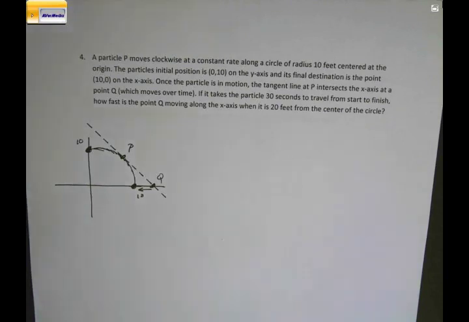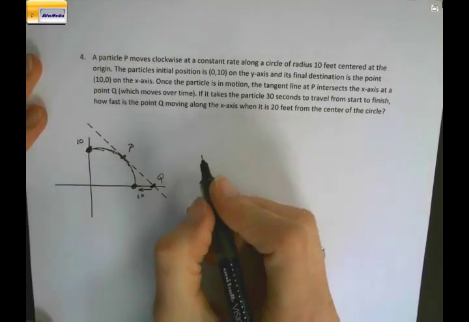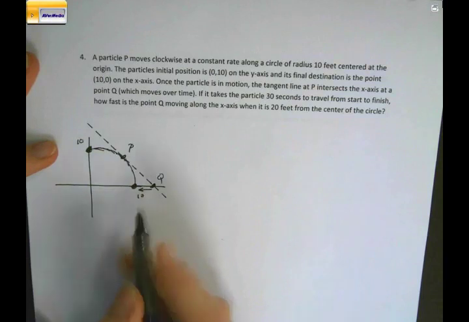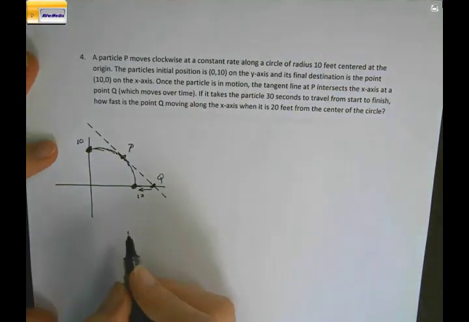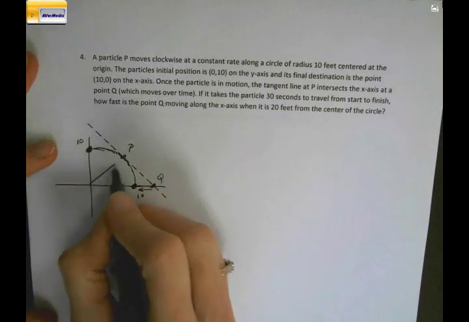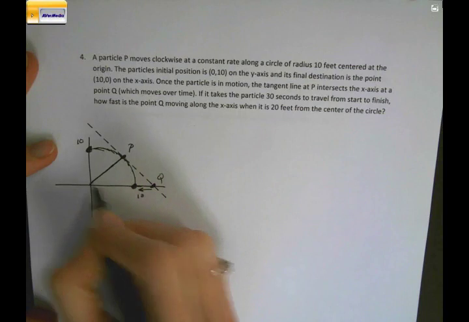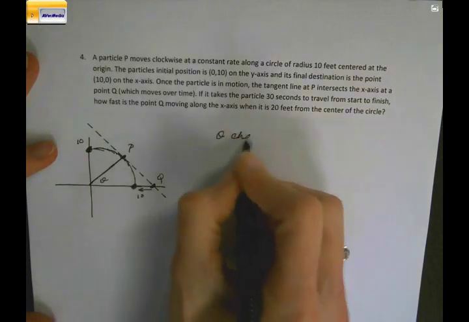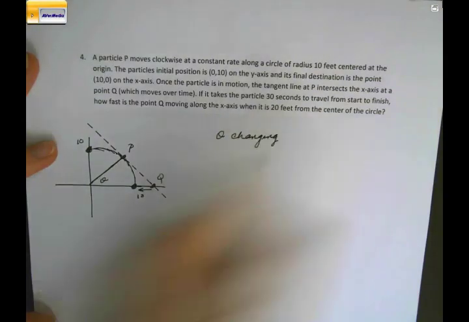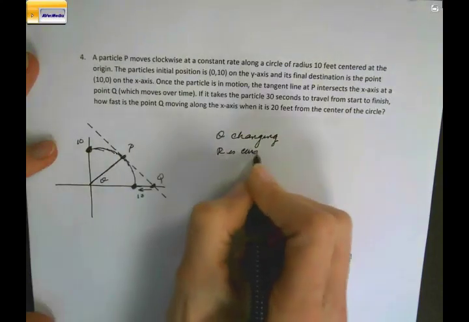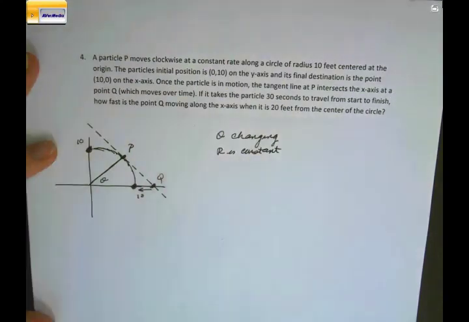Okay, what in the world do we know? From here, let's think about all this, okay? Can you agree that this radius is always 10, right? And that this theta right here is going to definitely be changing. So we got a theta amount that's changing. We know that R is constant. It's not changing because it's stuck at 10.